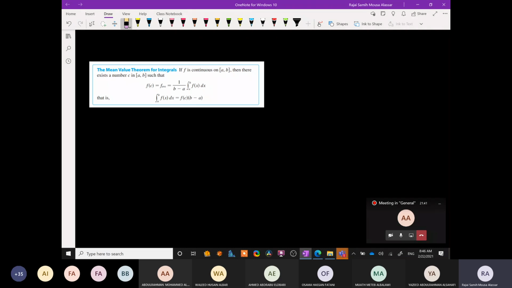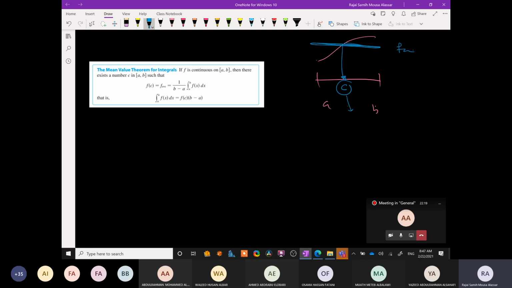Okay, let's just read this statement again. If you have a function that is continuous on a closed interval, then there exists a number in this interval from a to b. There will be a number c such that the average value is obtained. So there should be at least one c where f of c is equal to f average.